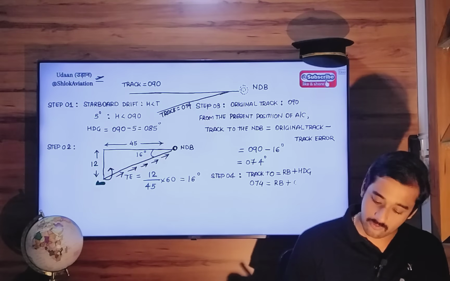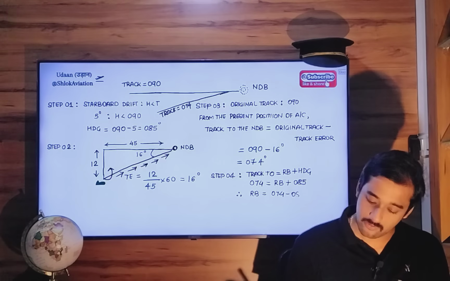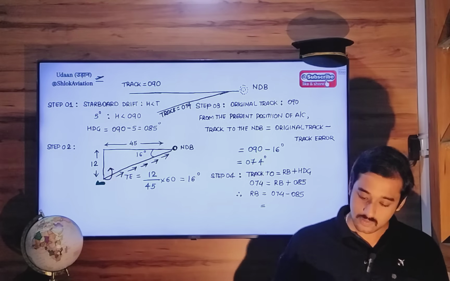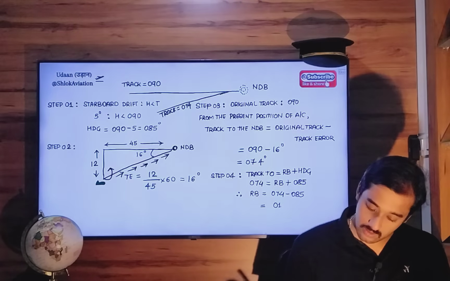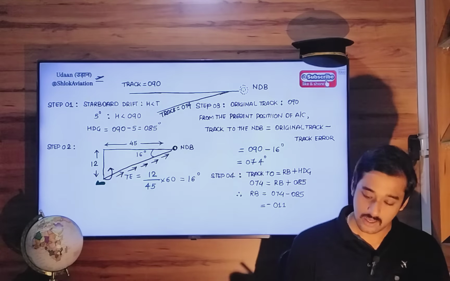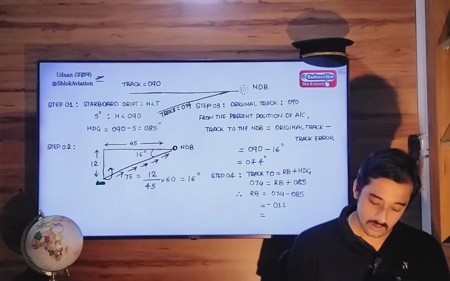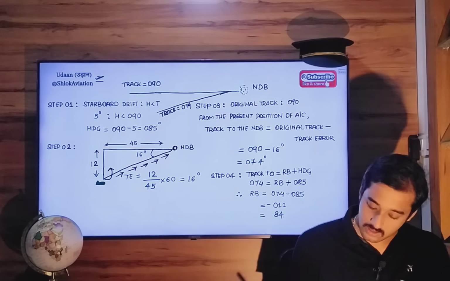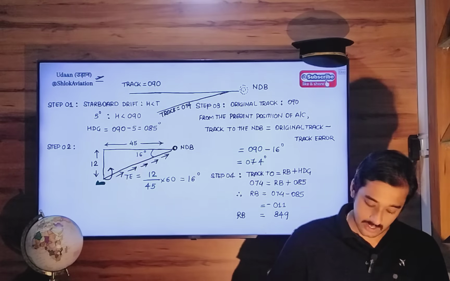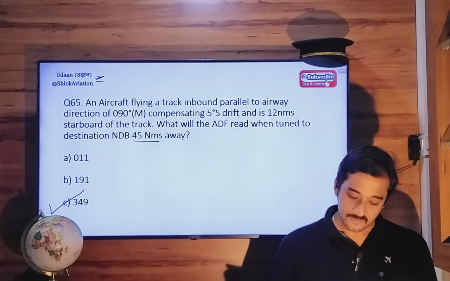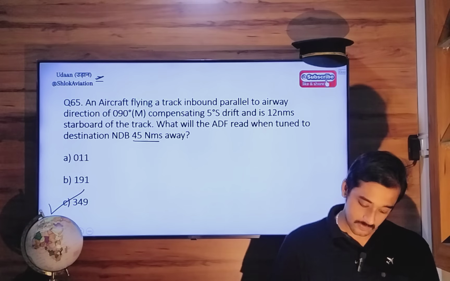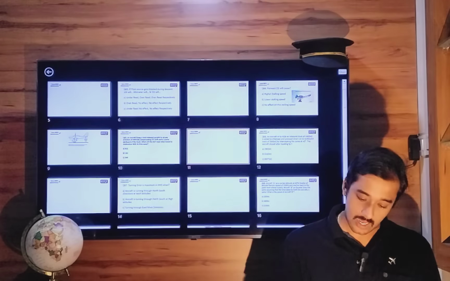Therefore, relative bearing will be equal to 074 minus 085, which is minus 011. So plus 360 will give you 349. So the relative bearing of your aircraft will be 349 degrees. Simple. So with this question, I will stop here.